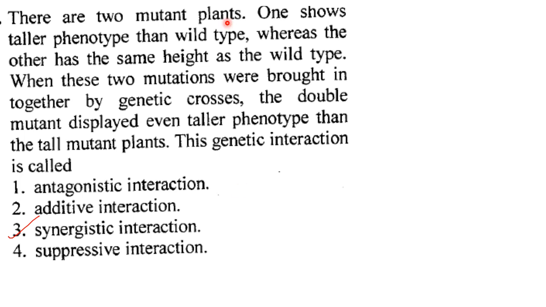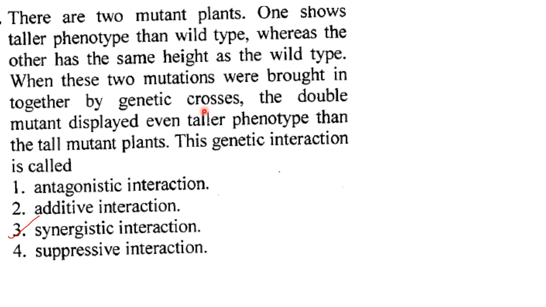The next one. There are two mutant plants. One shows taller phenotype than wild type, whereas the other has the same height as the wild type. When these two mutations were brought together in a genetic cross, the double mutant displayed even taller phenotype than the tall mutant plant. So what you did was you crossed the two mutants, that is, the one with taller phenotype than the wild type was crossed with the one having the same height as that of the wild type.